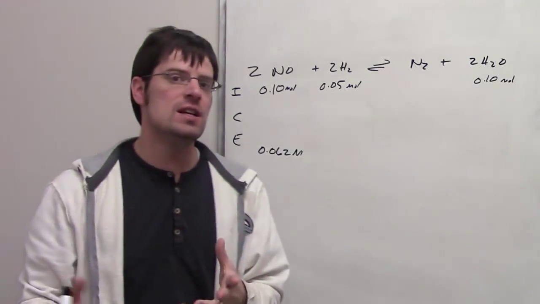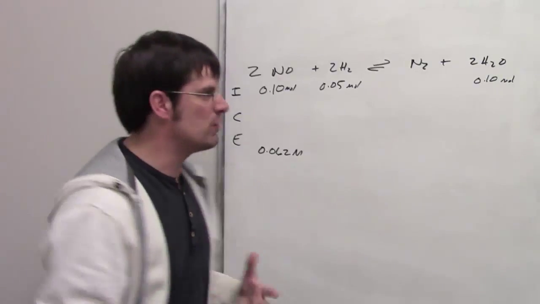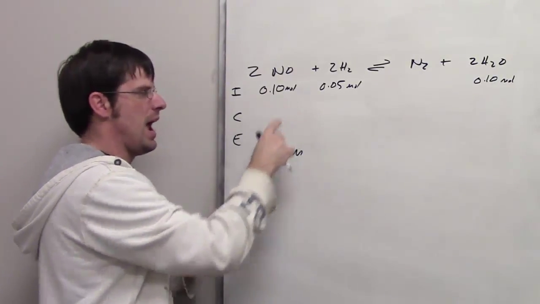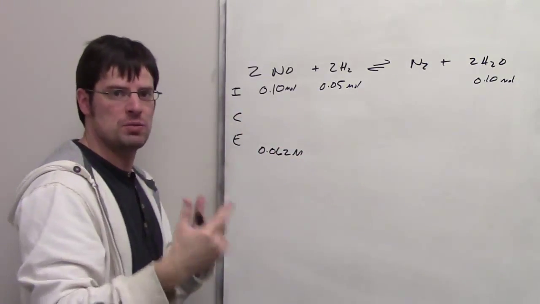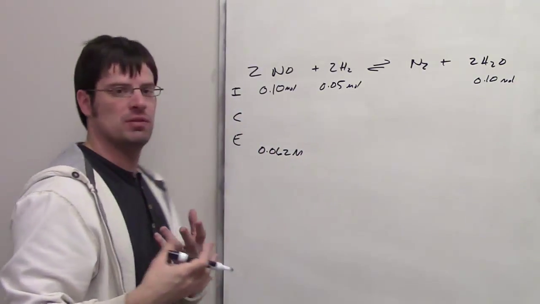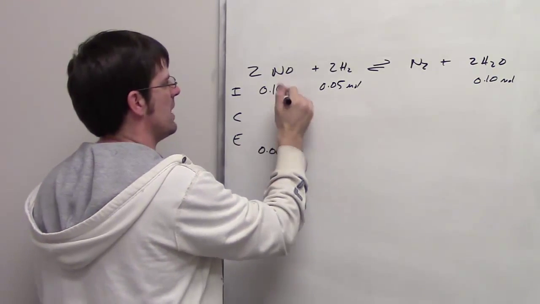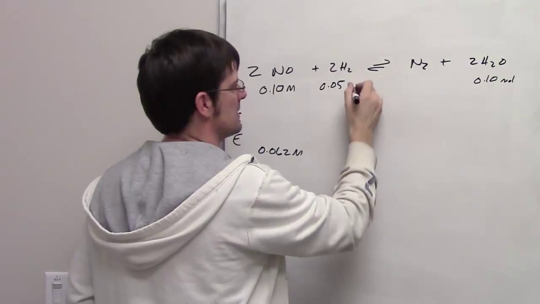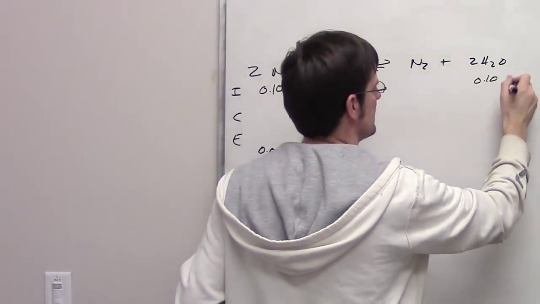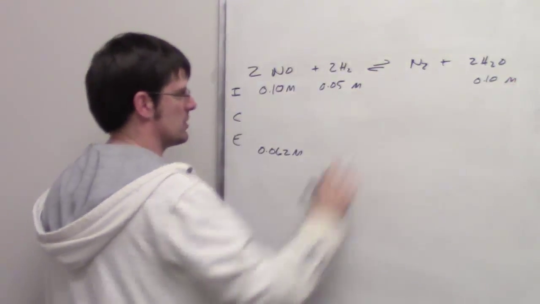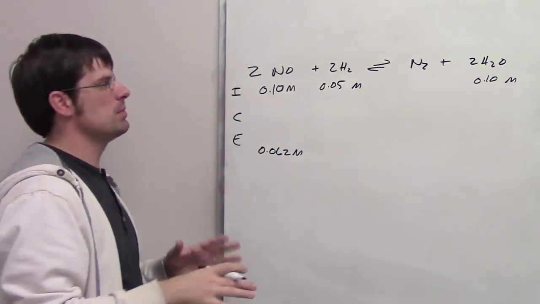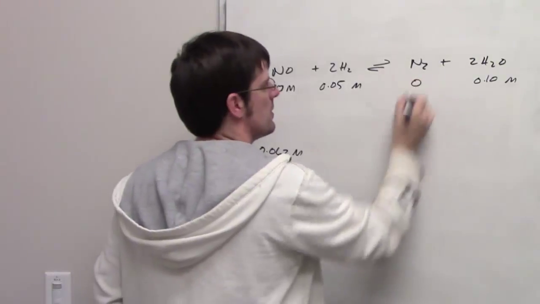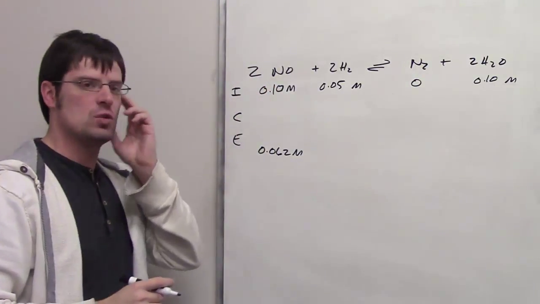Now, because these were thrown in a 1 liter vessel, in order to determine their concentrations, all I have to do is take the number of moles and divide it by the number of liters, and I get moles per liter. That's easy to do because the number of liters is 1. So I take this number and divide it by 1, and I get 0.1 molar, and then I get the same thing for each of these substances. So this is the initial concentration. It doesn't say that any N2 was added, so I'm going to assume that the initial concentration of N2 was 0.